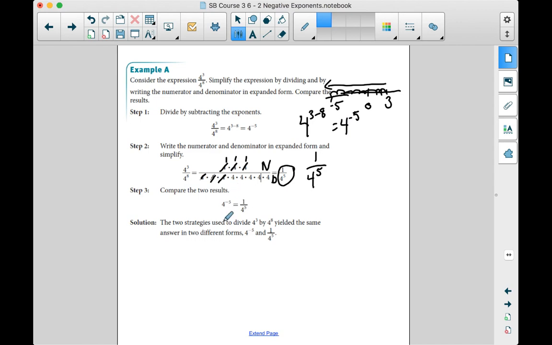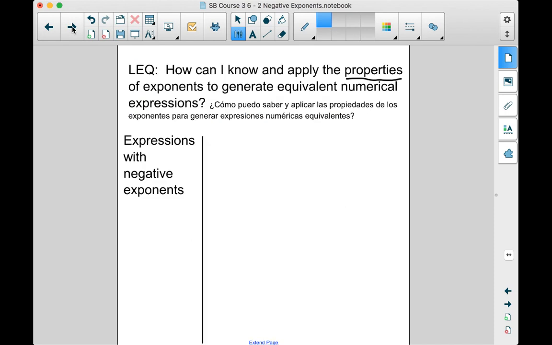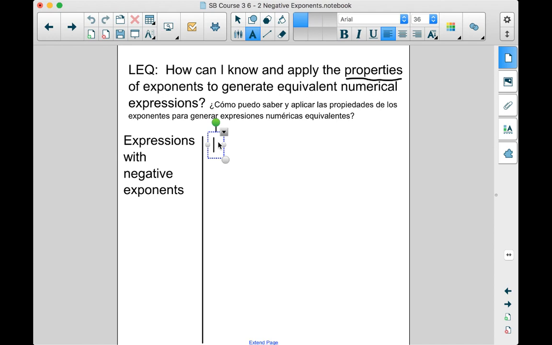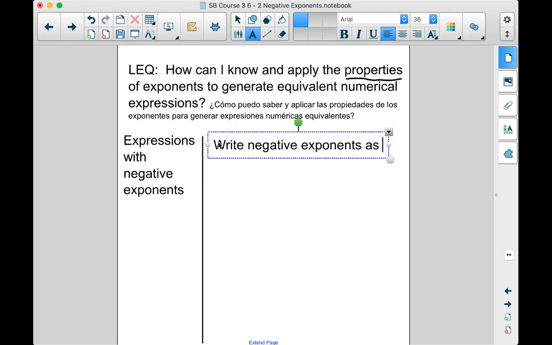So comparing these two results, 4 to the power of negative 5 versus 1 over 4 to the fifth, they are equivalent expressions. But this right here is what we would call the reciprocal. So my rule for expressions with negative exponents is that I can write negative exponents as the reciprocal.